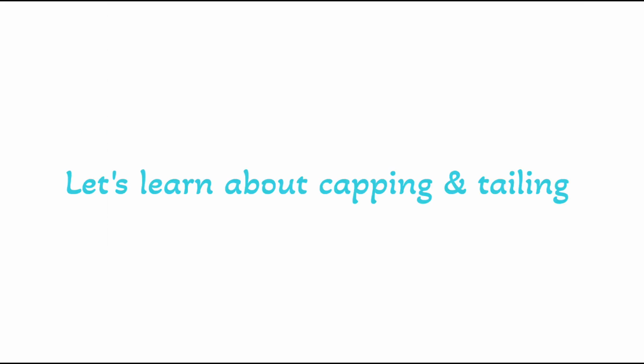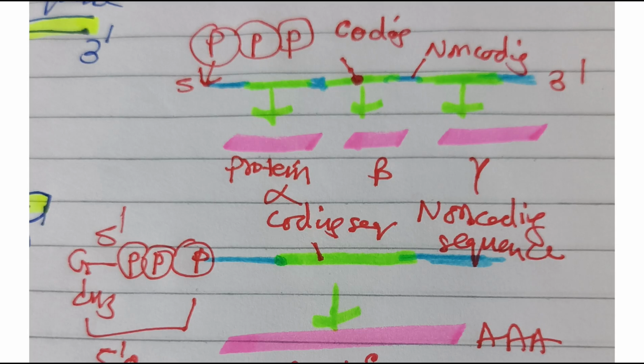So what is capping and what is tailing? Capping is when an unusual nucleotide, methyl guanosine triphosphate, is added to the 5' end of hnRNA. So this is capping: we are adding methyl guanosine triphosphate at the 5' end of the hnRNA.